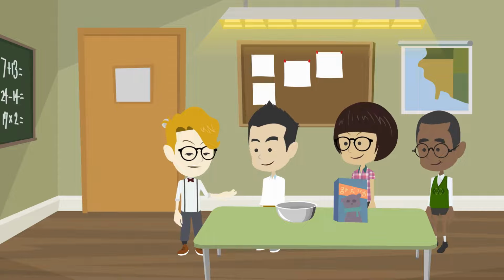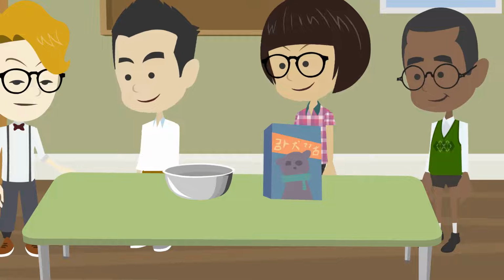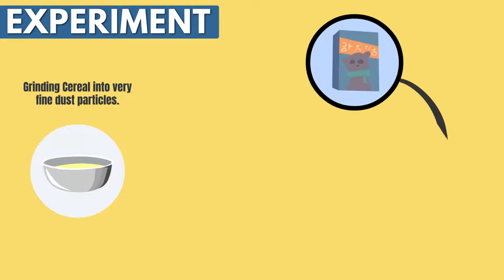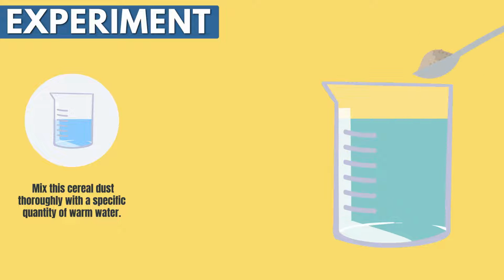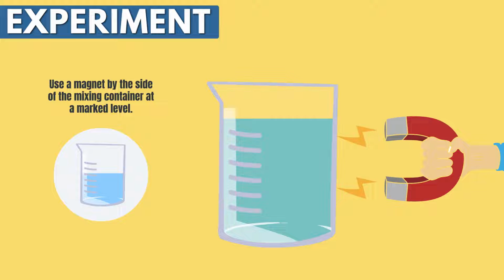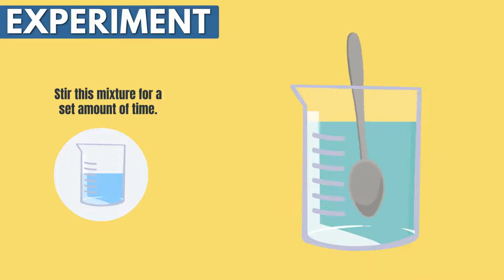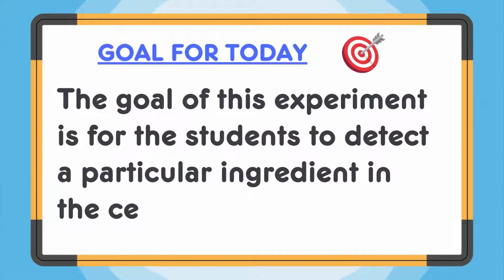In our classroom today, students are conducting an experiment with a breakfast staple, cereal. Their investigation follows these steps. They begin by grinding a certain amount of cereal into very fine dust. Next, they mix the cereal dust thoroughly with a specific quantity of warm water. Then, they use a magnet by the side of their mixing container at a marked level. The final step is to stir this mixture for a set amount of time. The goal of this experiment is for the students to detect a particular ingredient in the cereal.